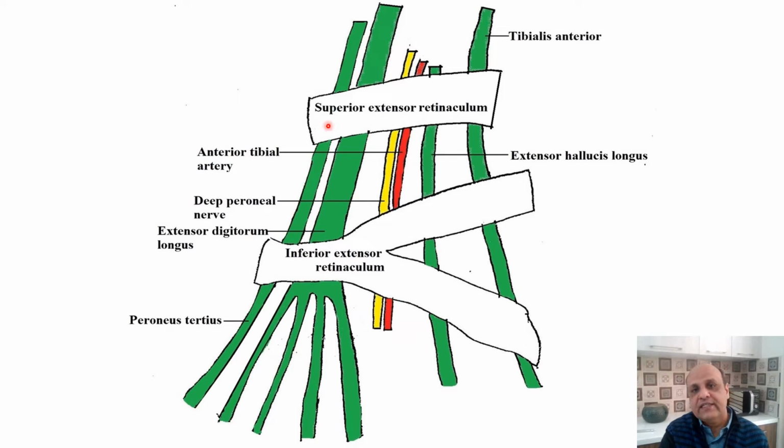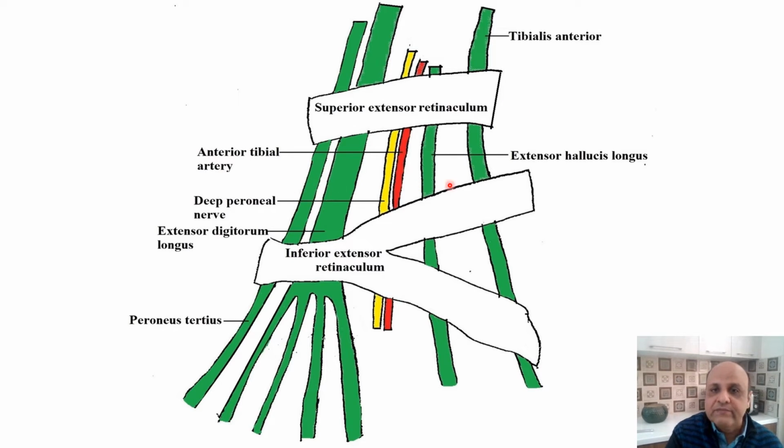Peroneus tertius arises from the lower part of the medial surface of the fibula, and it goes towards the lateral side of the foot. So it is an everter of the foot, and this muscle is inserted onto the dorsum of the base of the fifth metatarsal bone.